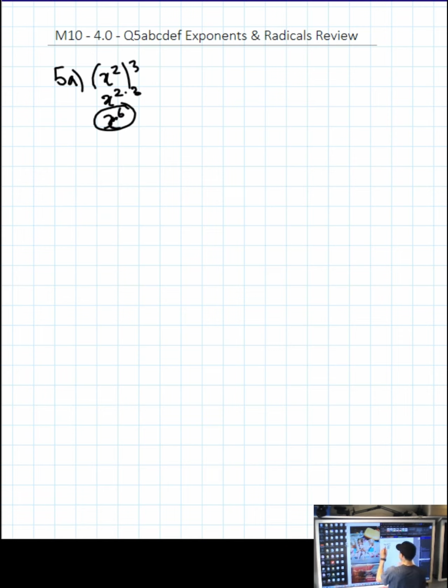Okay, 5b. So we have (3x to the 3) to the 4. Again, if I have something on the inside that doesn't have an exponent, I'm going to give an exponent of 1 to remind me that I multiply the exponents. So 1 times 4 is 4, so we have 3 to the 4 times x to the 3 times 4, which is 12. Now 3 to the 4 is interesting.